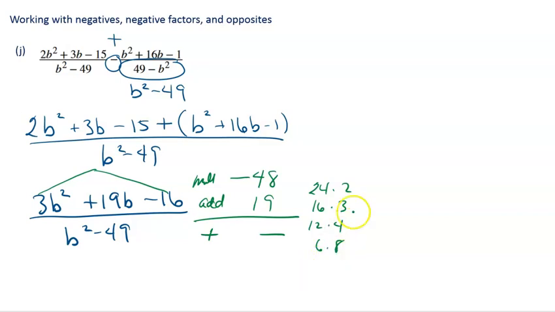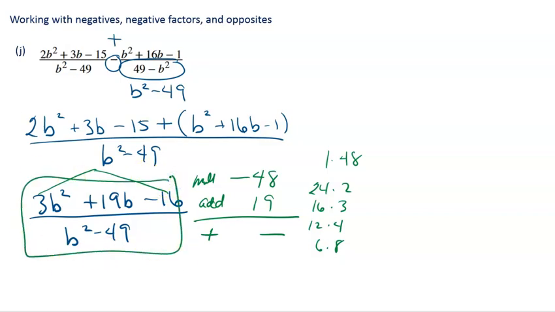Probably should have done these factors in order, like 1 times 48, that doesn't add or subtract to be 19. 24 times 2, 3 times 16, 4 times 12, 5 doesn't go into 48, 6 times 8, 7 doesn't go into 48, and 8 times 6, and that means we've started over. So turns out, this does not factor further, and that's my final answer.